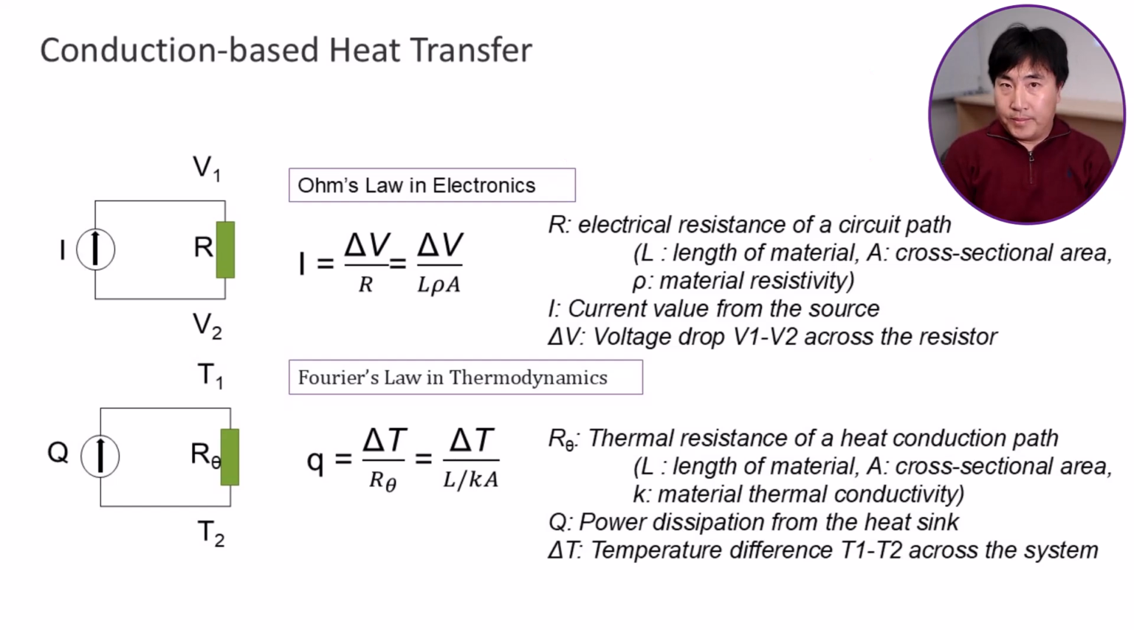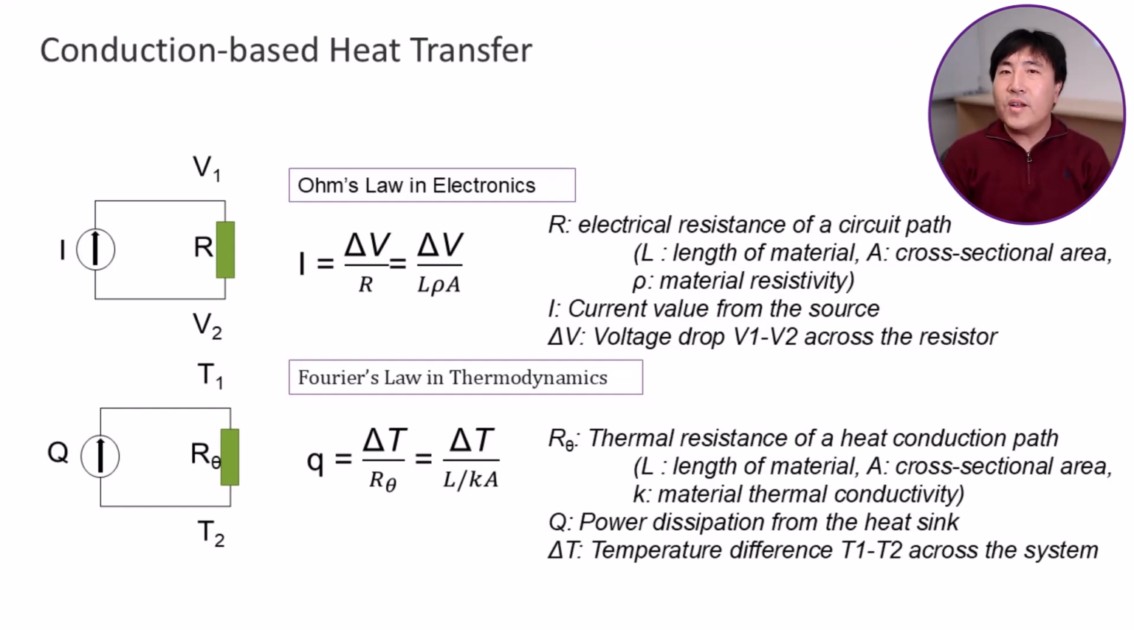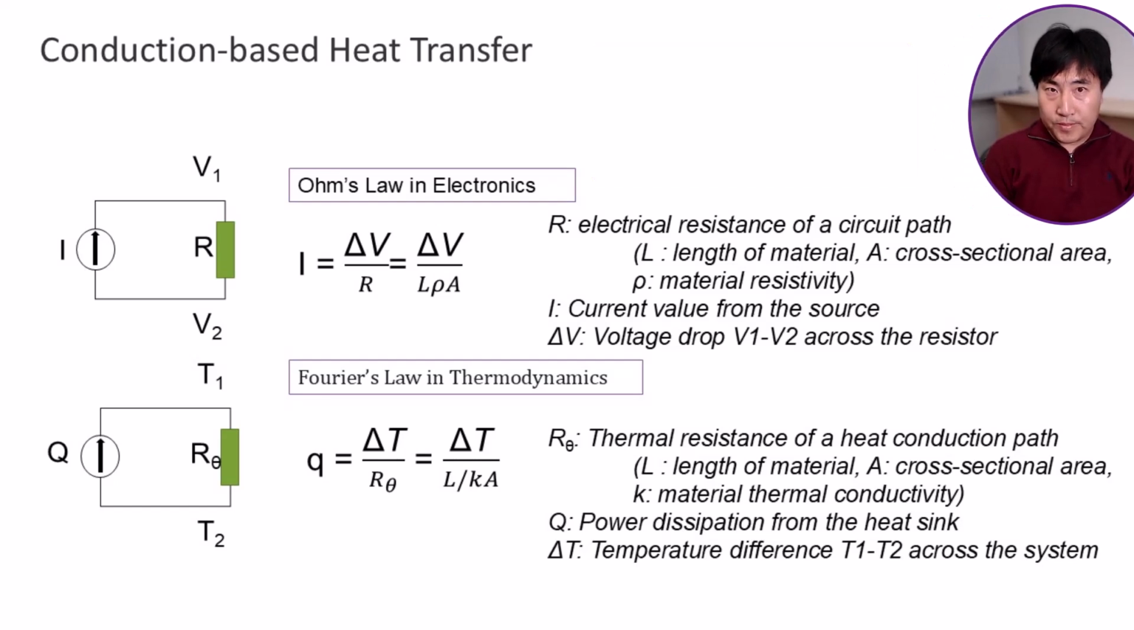In a similar way, Fourier's law in thermodynamics states that the heat energy flow through a medium causes a temperature change. The ratio between the temperature change and the power source is described as the thermal resistance of the heat conduction path. Thermal resistance depends on the material geometry and thermal conductivity property, in a very similar way to Ohm's law.